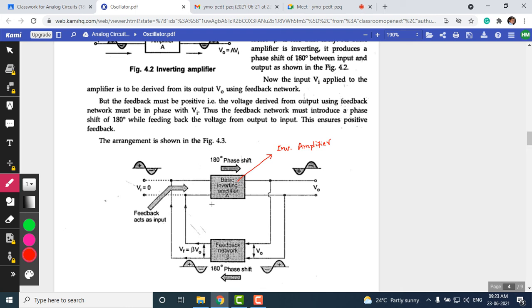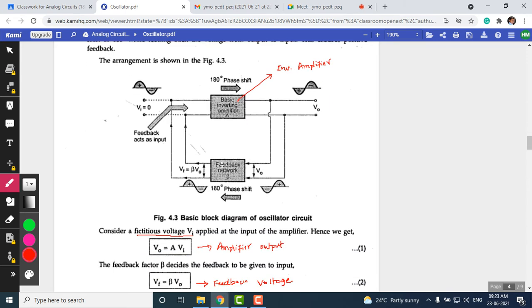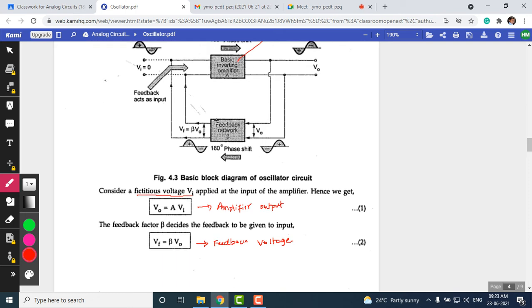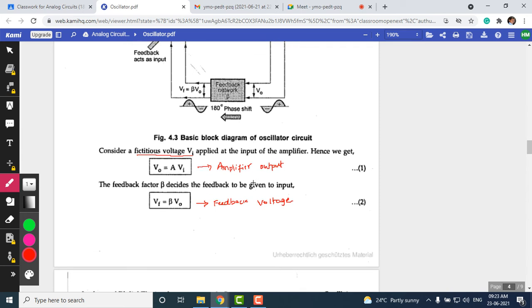What we need to understand here is that the basic inverting amplifier produces a 180-degree phase shift, as you are seeing here. You can see the positive cycle and then the negative cycle, and in the output we see the negative cycle and then the positive cycle. That means there is a 180-degree phase shift between input and output of a basic inverting amplifier. Since we have to generate an oscillation, we need to design a feedback network that produces another 180-degree phase shift, because the total phase shift in the loop should become 360 degrees or 0 degrees. Therefore, we design the feedback network with a 180-degree phase shift. So the total phase shift becomes 360 degrees.